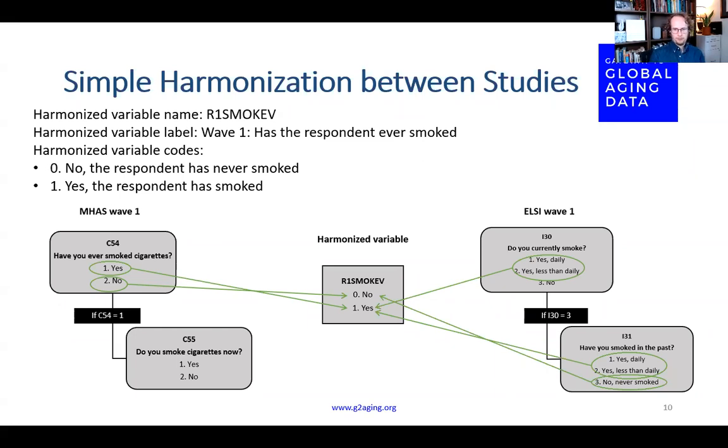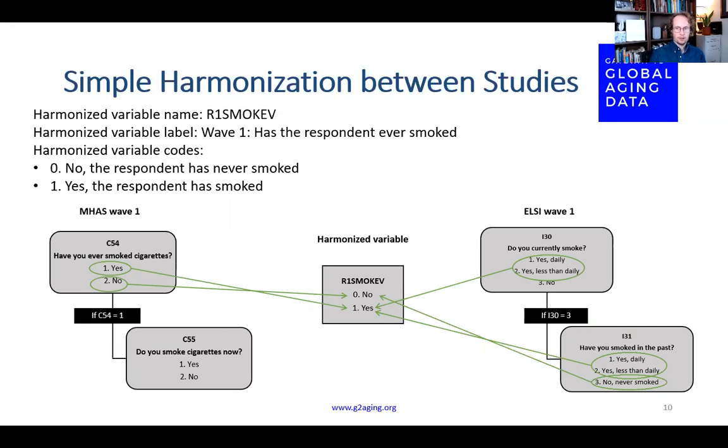So if we wanted to make a variable called R1 smoke ev, which captures whether the respondent at wave 1 had ever smoked from either of these studies so that it's comparable between them, it's really simple for MHAS, right? We're going to use consistent value labels. For harmonized variables, a no will always be a 0, a yes will always be a 1. And it's very simple for MHAS. But for ELSI, we're going to have to account for that survey skip pattern to make sure that we can use one variable to appropriately measure smoking prevalence over a lifetime.